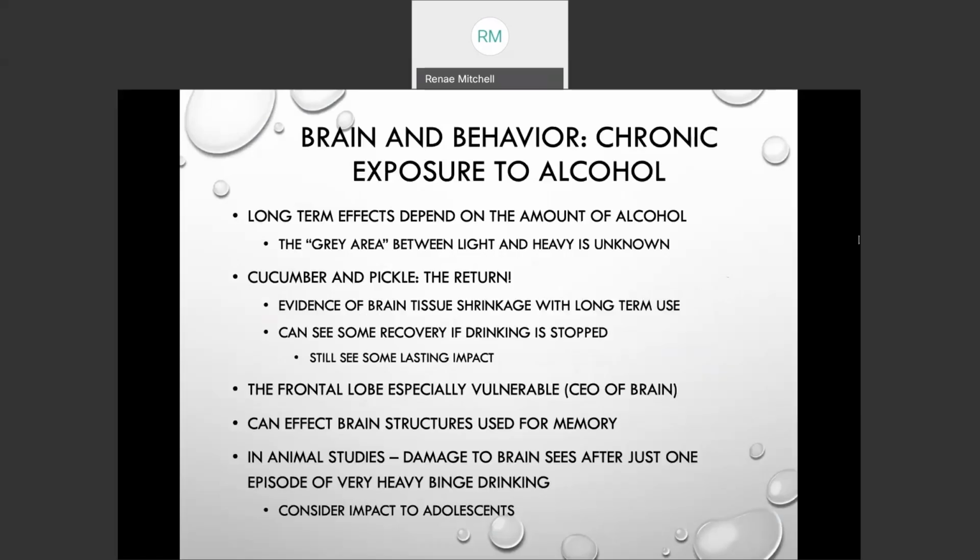Chronic exposure to alcohol really depends on the amount of alcohol that's being consumed, and the research is still out on what the line is between light or moderate drinking and heavy or immoderate drinking. There is some evidence that the brain tissue shrinks over time with long-term alcohol use, but that if alcohol is stopped, there is some degree of recovery in terms of that brain tissue. But there still can be some lasting impact. So the debate is still out there.